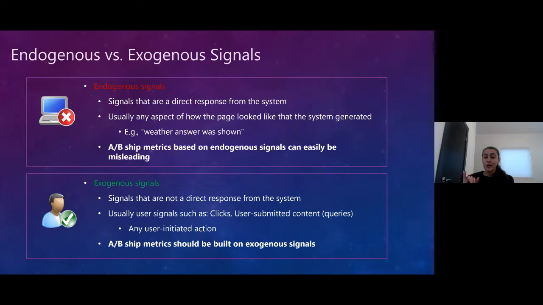And really, when you're looking at ship metrics that you want to use to make a ship decision regarding a feature, you really want to have exogenous signals in your metrics, because based on the examples we saw before, if you just rely on the endogenous signal on whether the weather answer showed up or not, it might lead you to shipping bad features for the user and not really capture any of those differences overall. So that's the second design principle that we have: to use exogenous signals in your A/B ship metrics.